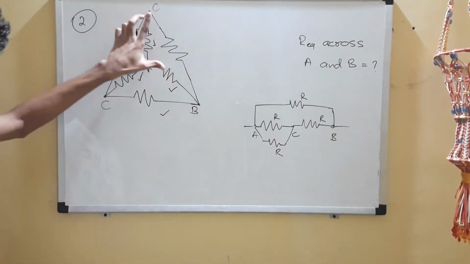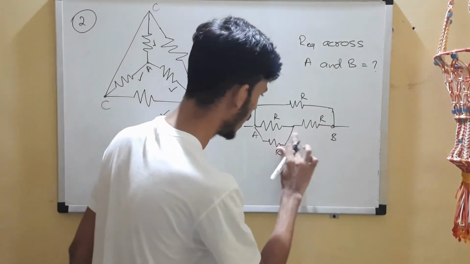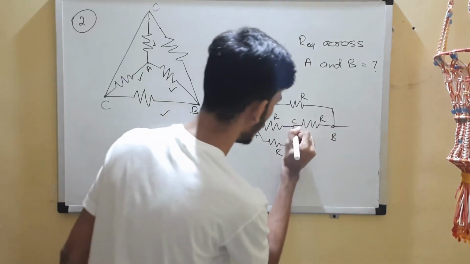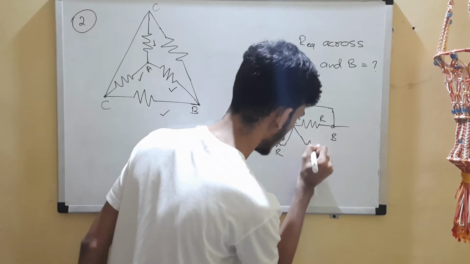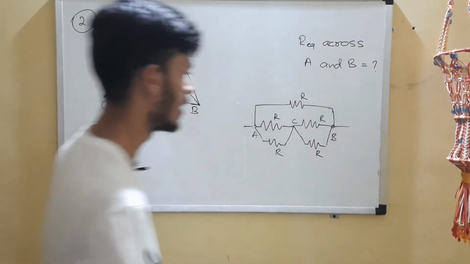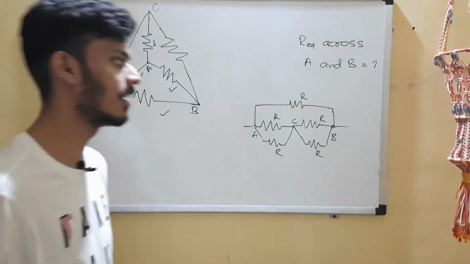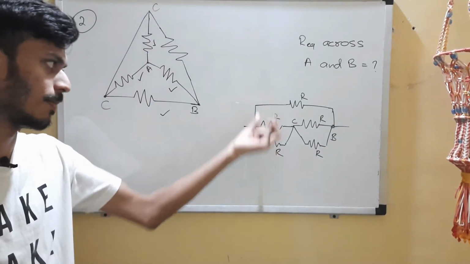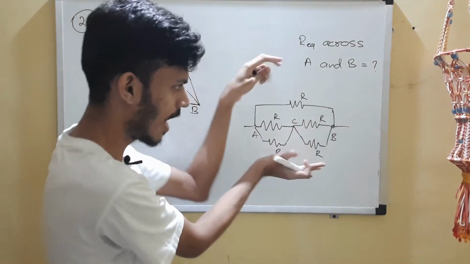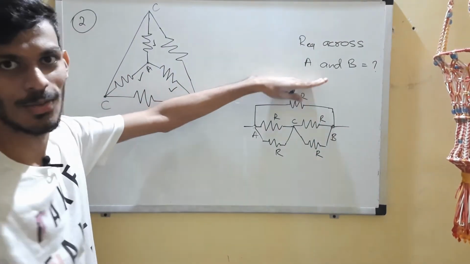And finally, we have this one, which is again between B and C. So this one and this one will be in parallel. This also has resistance R. Now you can see that it is a simple circuit. These two are in parallel, these two are in parallel, then their combinations will be in series and again in parallel with this one, right?